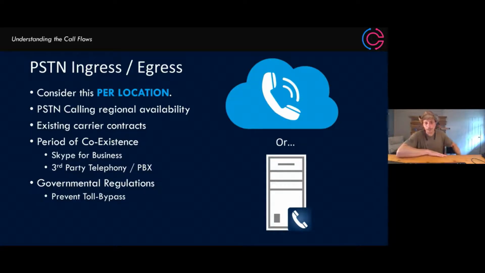But you still could bypass those local tolls by calling users internally, and that is something you have to keep in mind. So there are settings within Microsoft Teams, within the Teams Admin Center, that prevent toll bypass from happening, and that's something you have to consider as you design how calls should flow from one region to the next.